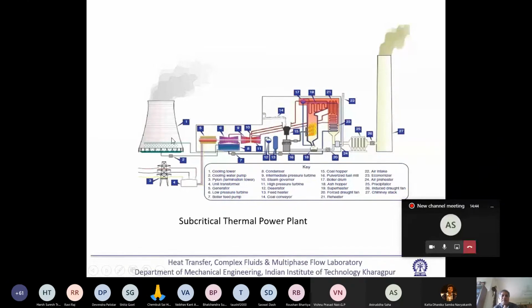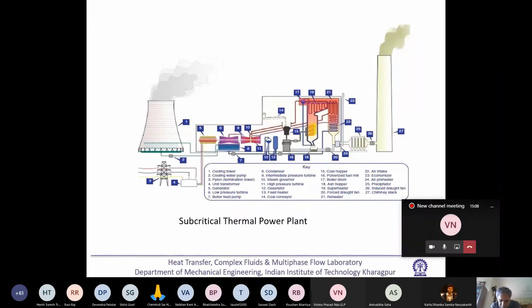So can anybody tell me why a cooling tower is used? Why do we use a cooling tower? To cool the condenser, to add environment. Actually, it is like this, that in the condenser, steam is being cooled by circulating water.